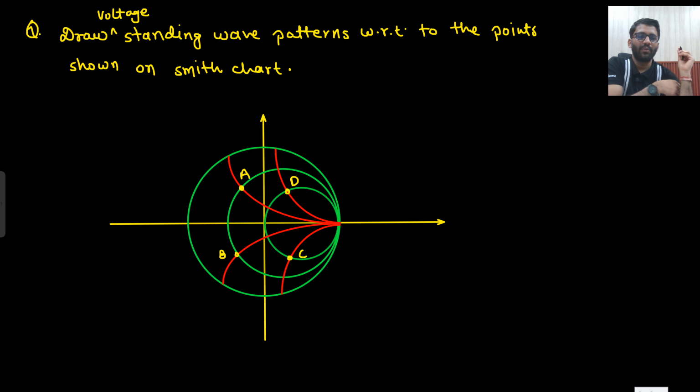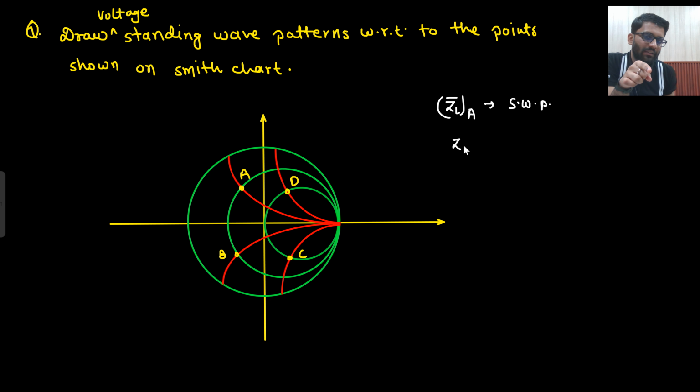So this you need to draw. What you need to draw? You need to draw the voltage standing wave pattern with respect to the points that have been shown on the Smith chart. So do it on your own. Okay. Pause the video. Do it on your own. For point A, with respect to this ZL dash A. If your load was ZL dash A, then what will be your standing wave pattern?